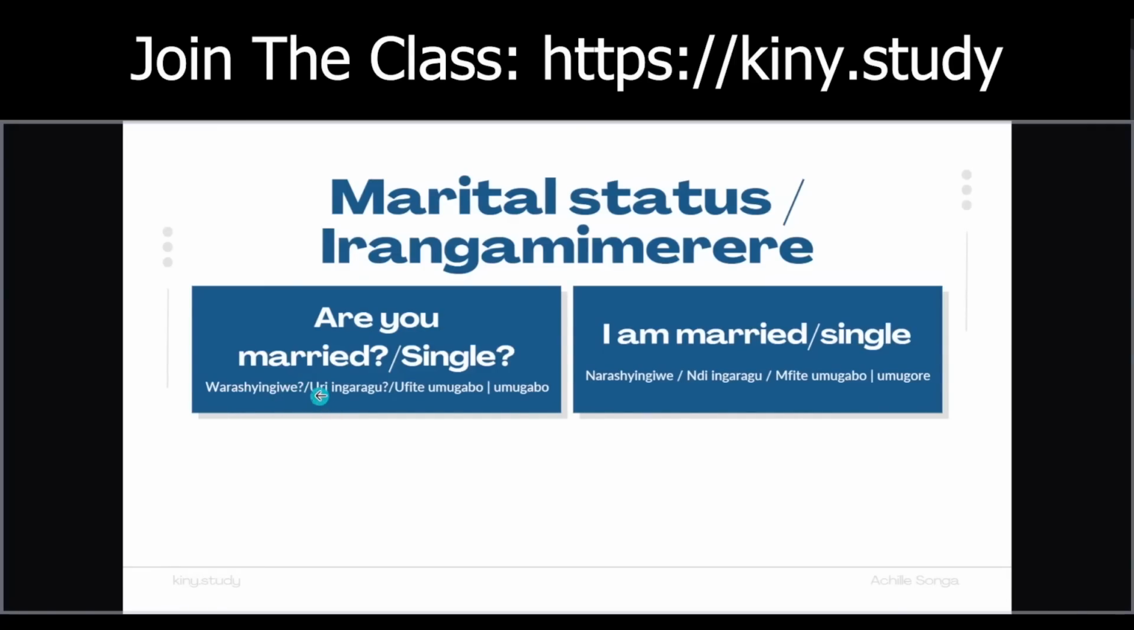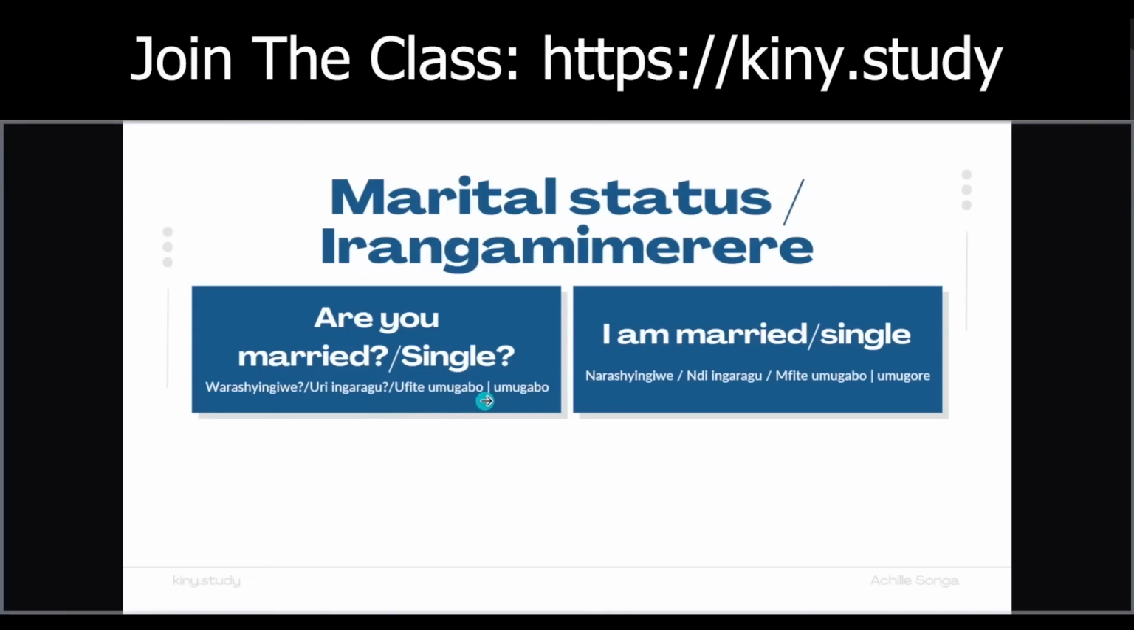And they might say uri ingaragu. Ingaragu in Kinyarwanda is someone who is single. So ingaragu. Or if someone says uri, it means are you, or you are, depending on what comes after. If there is a question, that means are you, and if there is no question, if there is maybe a full stop, that will be you are. So now we are saying uri ingaragu. That means are you single? So we have seen warashyingiwe, which means are you married? Then we can see uri ingaragu, are you single? These are different questions that someone can ask.